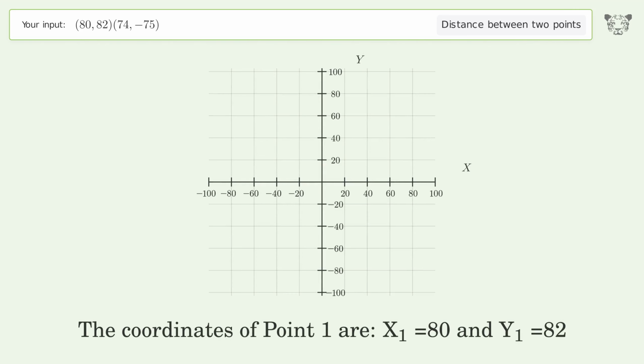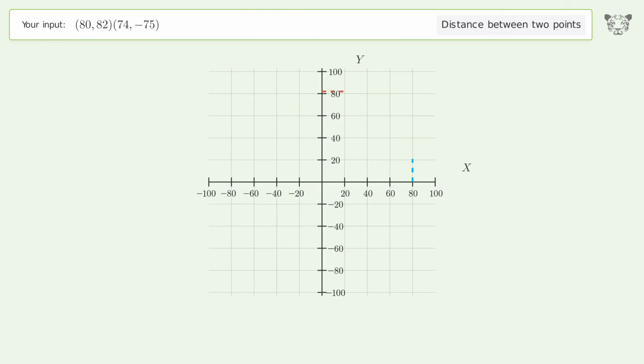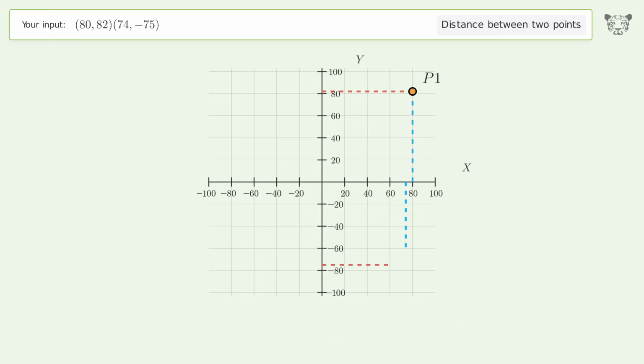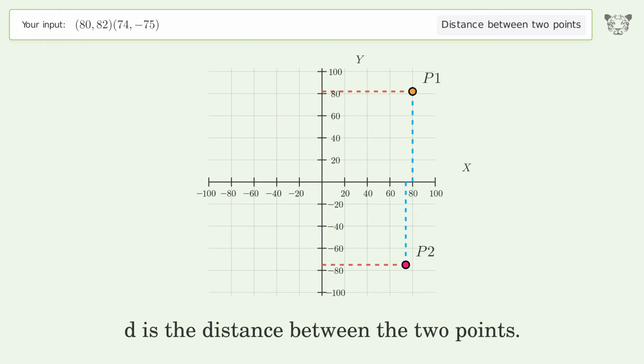The coordinates of point 1 are x1 equals 80 and y1 equals 82. The coordinates of point 2 are x2 equals 74 and y2 equals negative 75. D is the distance between the 2 points.